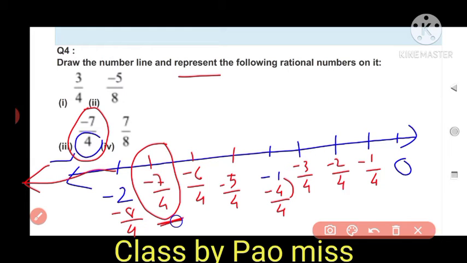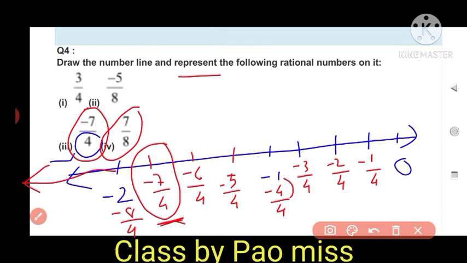So this is very simple. To draw a rational number on a number line, you have to see the denominator, and one unit should be divided according to the denominator value. Now the remaining question number 4, 7 upon 5 and 7 upon 8, is your homework. You will draw this by yourself.